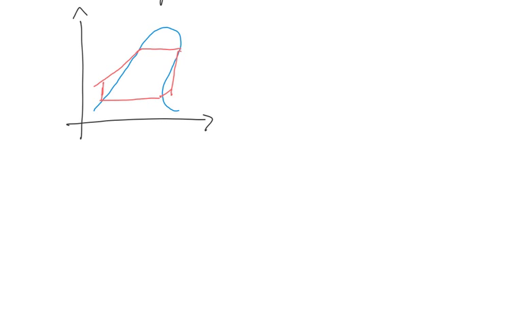Okay, we'll label the points 1, 2, 3, 4, 5, and 6. This right here is the desuperheater region. This is the turbine. This is the boiler. This is also the boiler. This is the pump. And this is the condenser. And this is the TS diagram.